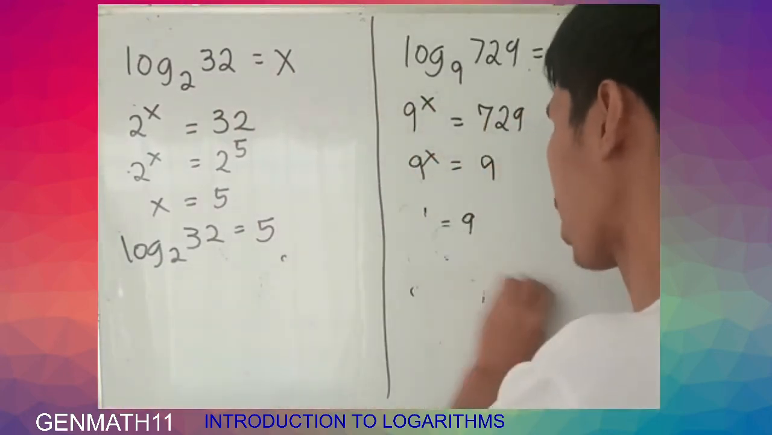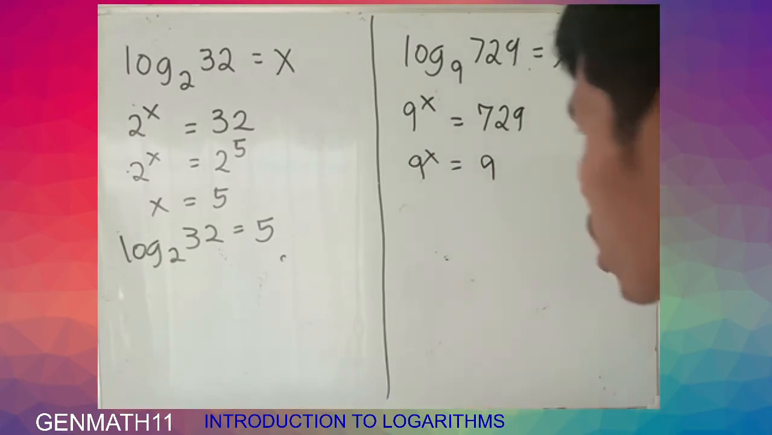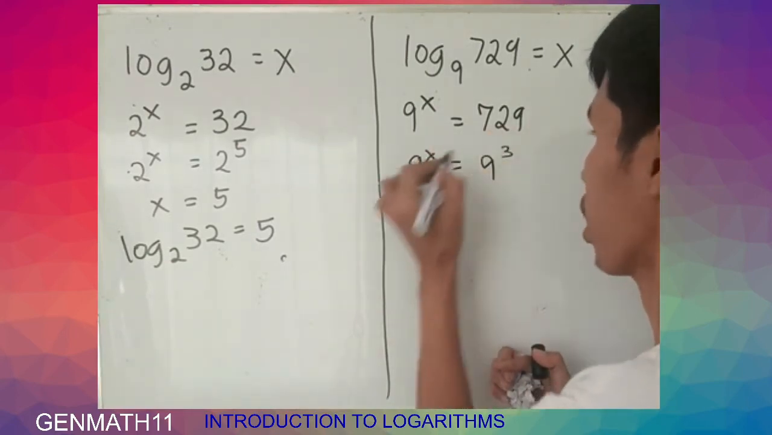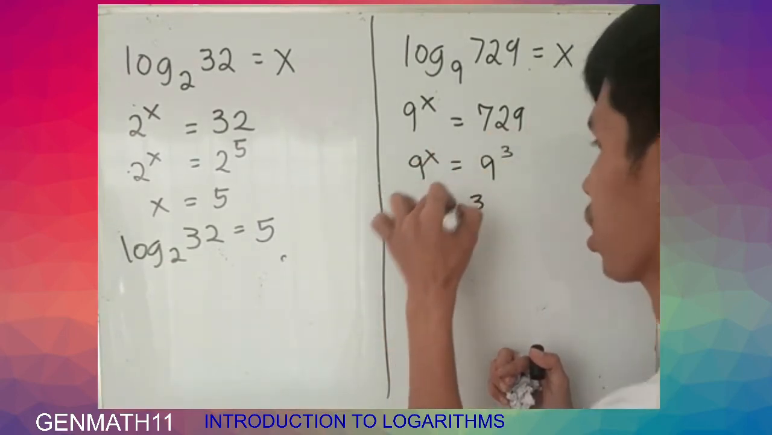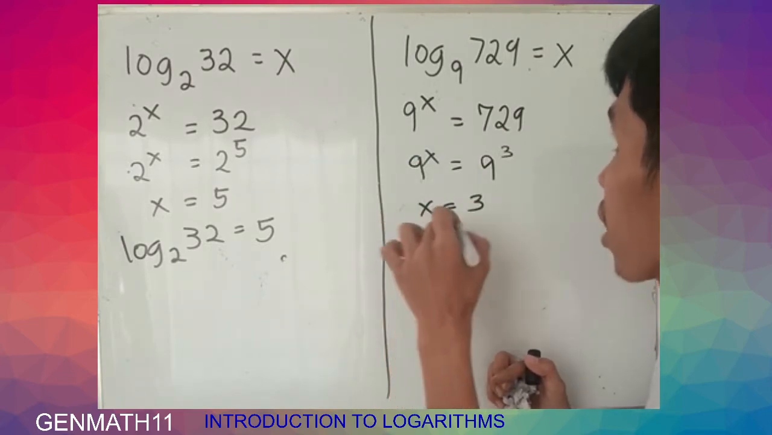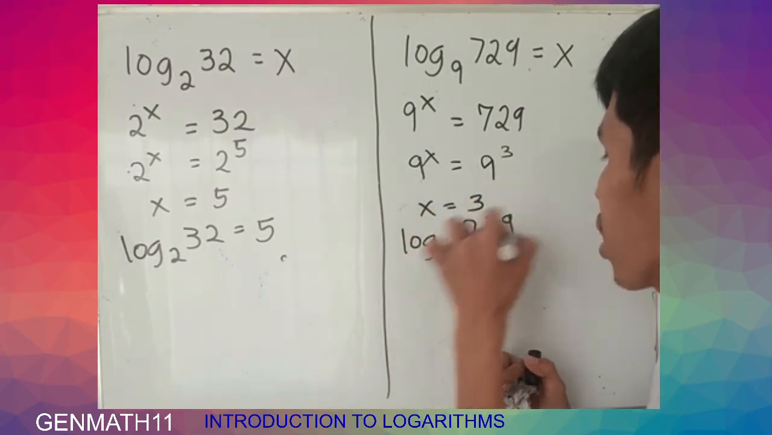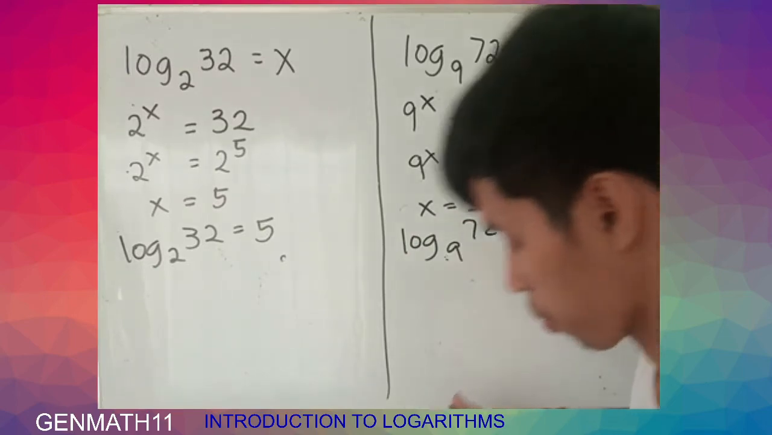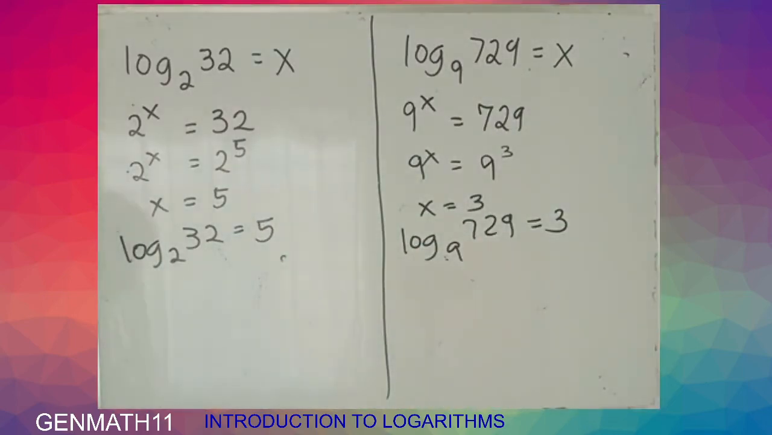Okay, 3 ang gagamitin natin, kasi 9 raised to 3 is 729. So, x equals 3. So, therefore, log 729 to the base of 9 is equals to 3. So, yan. So, ganun lang kasimple yung sa logarithms.